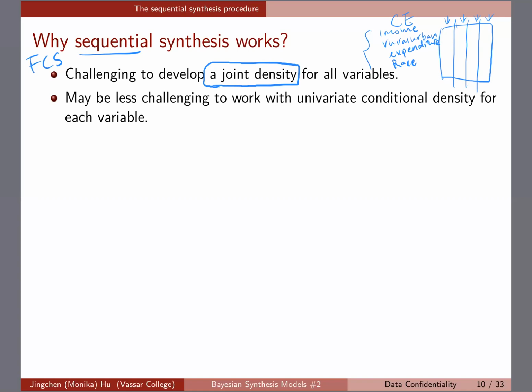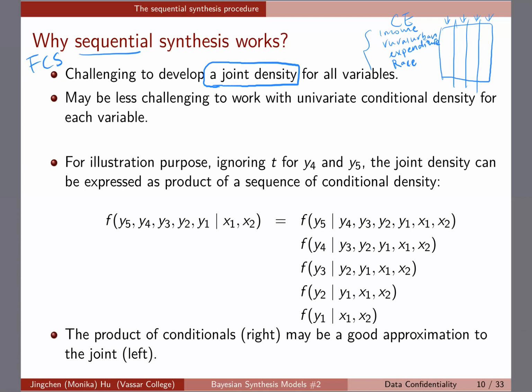Okay. So let me show you what I mean by that. What do we mean by a good approximation? For illustration purposes, I'm ignoring the time t, for the y4 and y5 for the models that we did. So I'm just doing y5 through y1. Look at what's on the left. The left is the joint density of y1 through y5, given x1 and x2. x1 and x2 are always predictors. We don't worry about them. They're not released, but they're used. And on the right-hand side, now I think of it, I should probably do the reverse order, because you do y1 first, and then y2, y3, and y4. You know what I mean? Like on the right-hand side, the order. But at the end of the day, when you multiply all of the conditionals in this way, you will get to the joint.